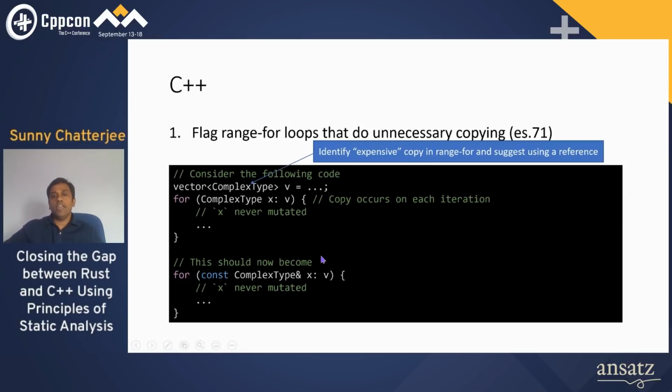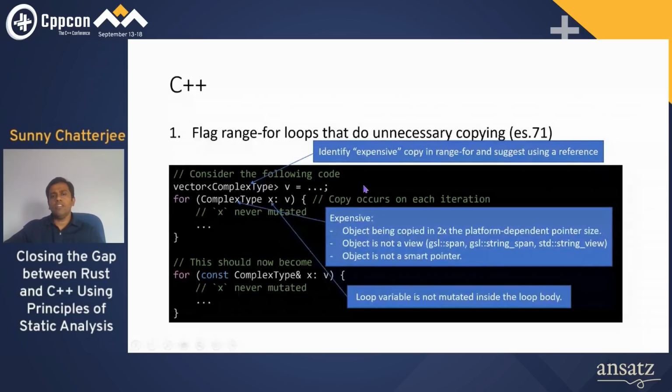In this particular case, the static analysis tool would first look for that expensive copy in the range for, and then it would suggest that it be marked as a reference. It also wants to make sure that the data type is expensive, so it doesn't warn if the object is just a view or a smart pointer, because passing those by value and taking a copy is just fine. It also wants to make sure that the loop variable is not mutated inside the loop body, because if it were, you couldn't suggest a const ref.